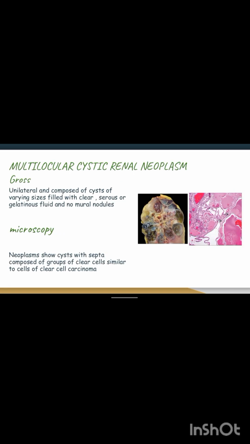Now looking onto multilocular cystic renal neoplasm, the gross shows it is unilateral and composed of cysts of varying sizes filled with clear serous or gelatinous fluid and no mural nodules. That is, the cyst may be filled with the clear or serous or gelatinous fluid. Here we can see the cyst with the fluid accumulation in it. This is the typical feature of the multilocular cystic renal neoplasm.